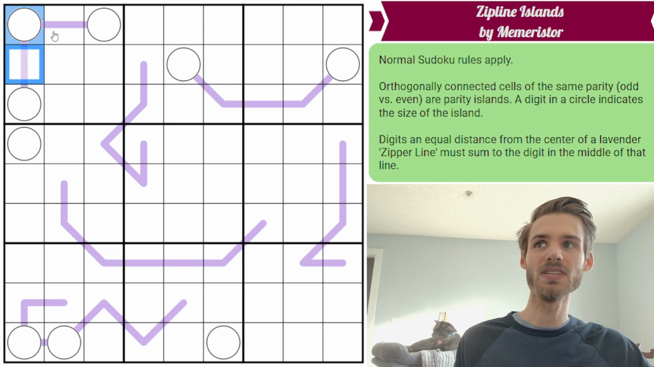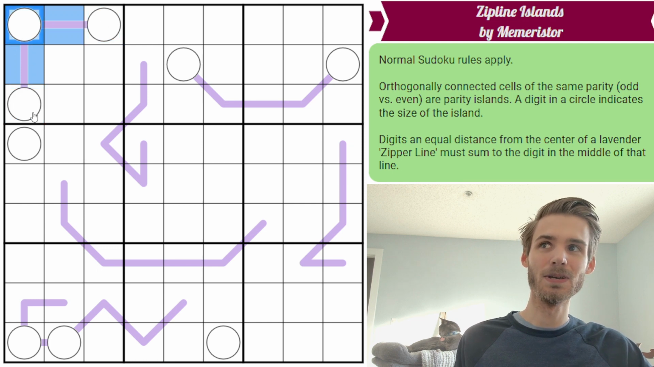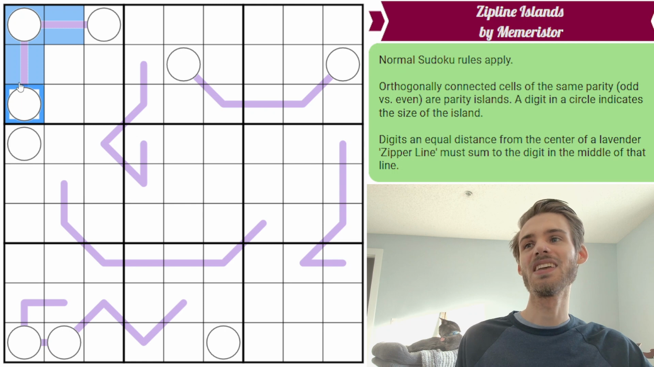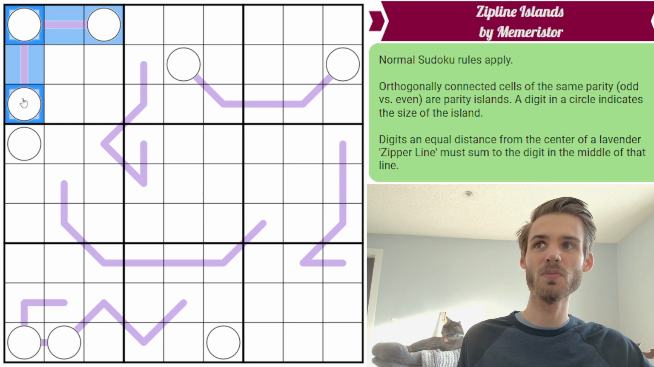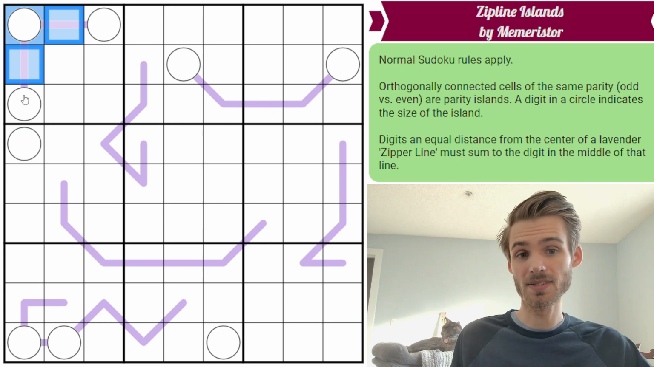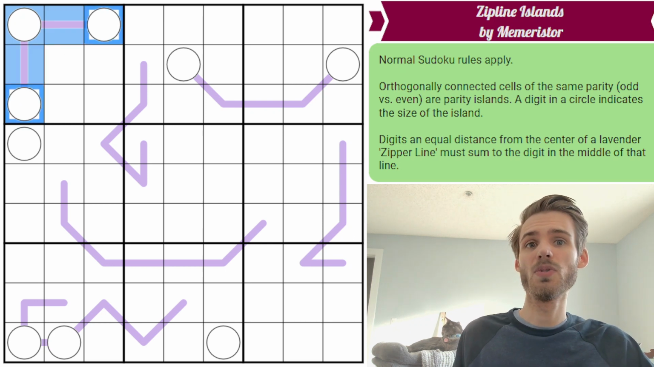So if this was even, these would need to be even as well. But that's also pretty tricky because, like we said before, these can't be the same parity as that if it's touching it. So if either of them were even, then the digit would repeat in that box because it's the same island, so it must be the same size. So these would both have to be odd, which means that we'd be forced to do that.